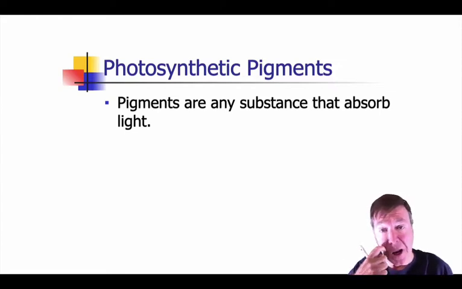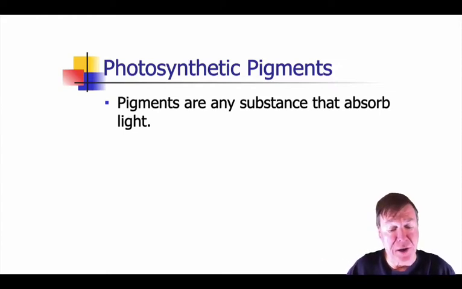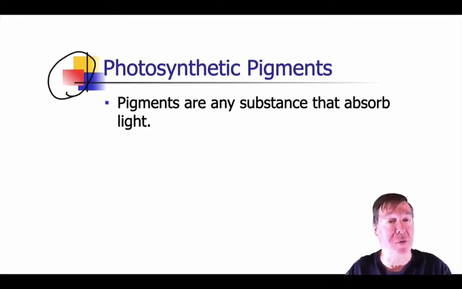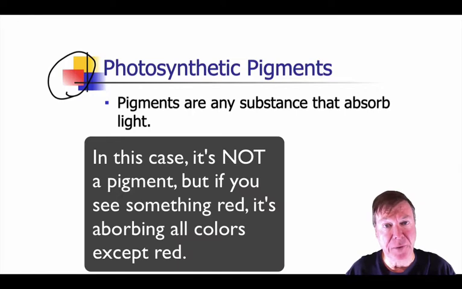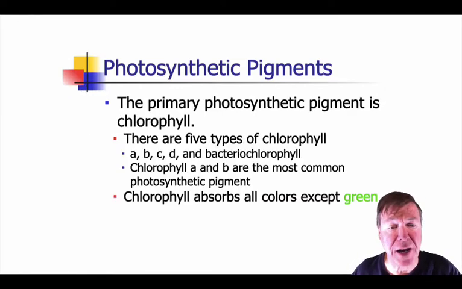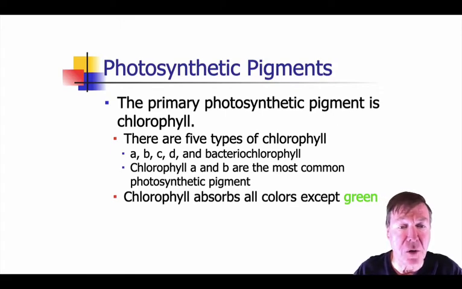If you look at this up here, if this were reflecting on your computer, that would be the color red. It's absorbing all colors except red. It's a pigment. It absorbs light. The primary photosynthetic pigment is chlorophyll. Chloro means green.